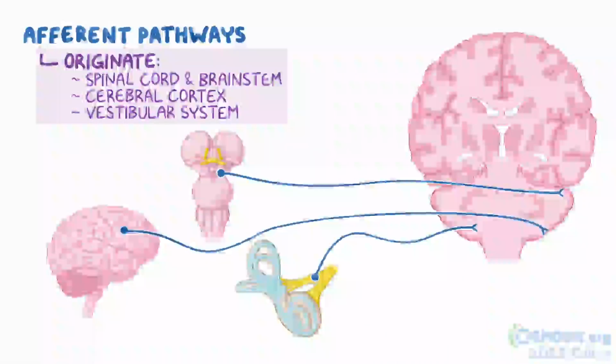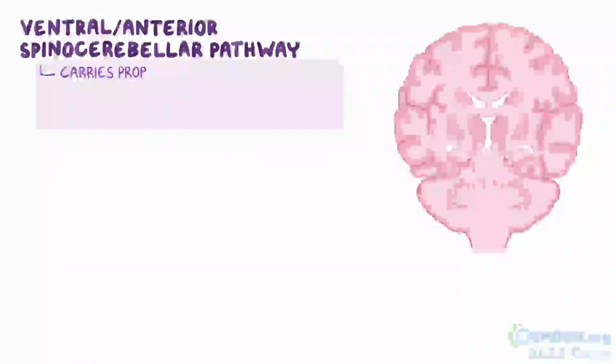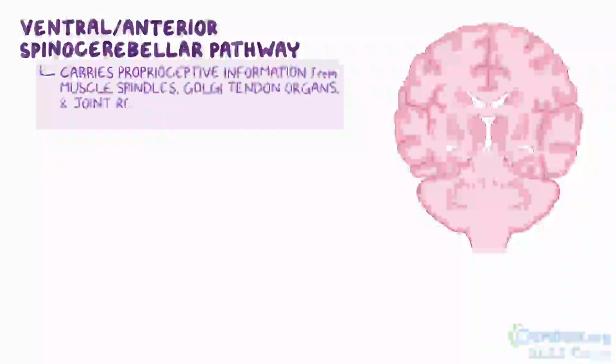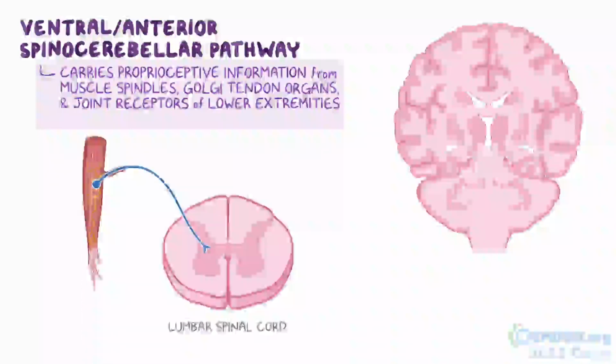Starting with the afferent pathways from the spinal cord to the cerebellum, let's look at the ventral or anterior spinocerebellar pathway first. It carries proprioceptive information from muscle spindles, Golgi tendon organs, and joint receptors of the lower extremities. Then, the afferent fibers enter the spinal cord, where they synapse with spinal border cells located in lamina 7 of the spinal cord gray matter.